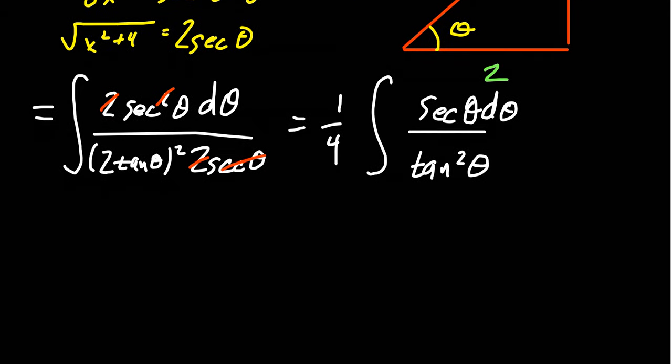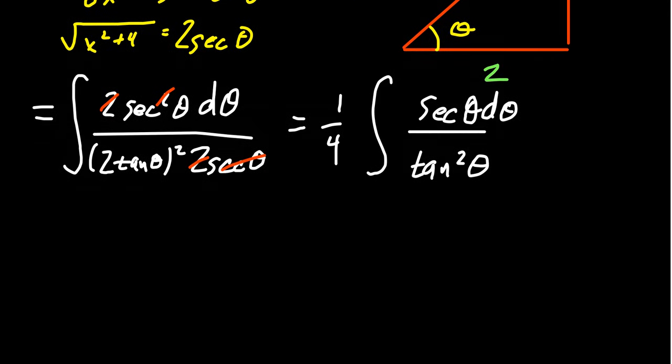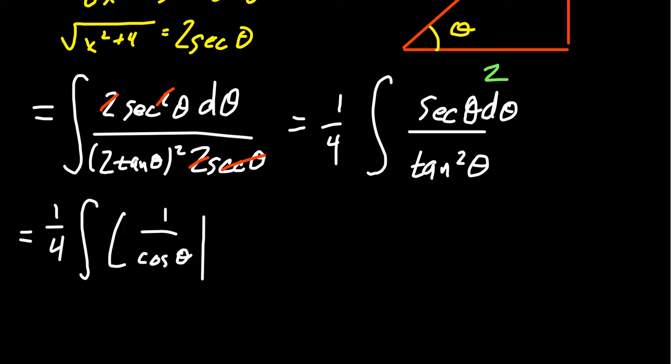So in this situation, I think it probably is to our advantage to switch things to sines and cosines. If you're not sure what to do with secant and tangent, you can always switch it over to be sines and cosines. It can be more messy that way, but sometimes if you just get stuck, it's better to do something than nothing. The secant on top becomes a 1 over cosine theta. The tangent on the bottom, since tangent is sine over cosine, we're taking the reciprocal, we're going to get cosine squared on top, sine squared on bottom.